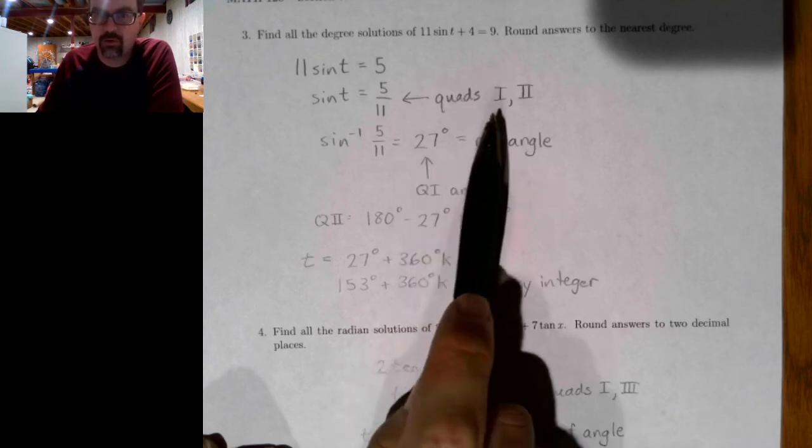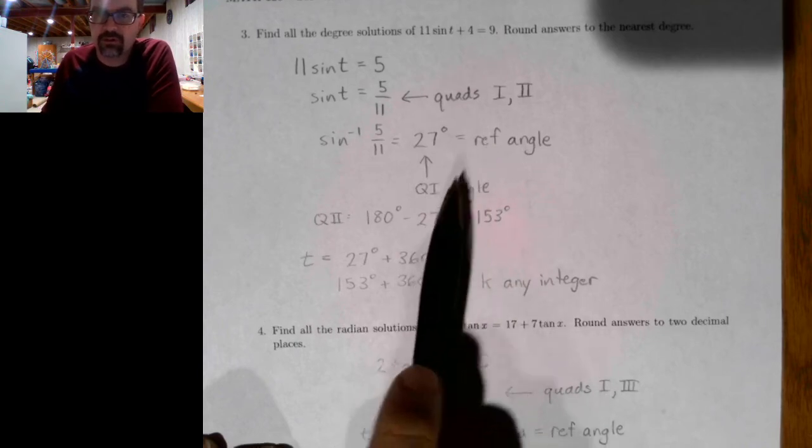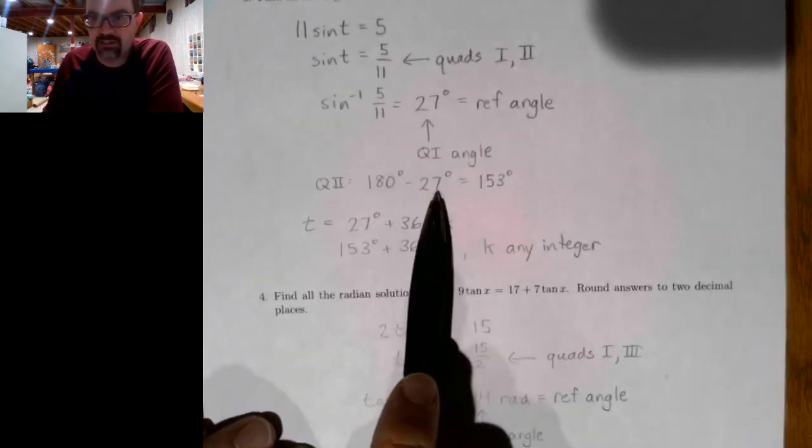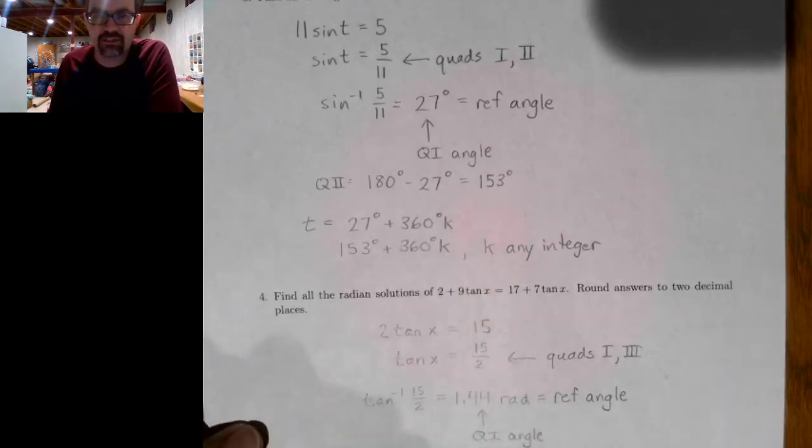Now that's our quadrant 1 answer, but also our reference angle. So in quadrant 2, we got to do 180 minus, we get 153 degrees. We tack 360k onto both of those to get all the angles coterminal with those guys. K is any integer.